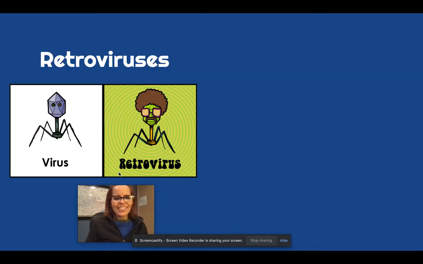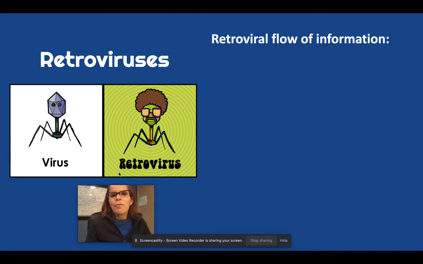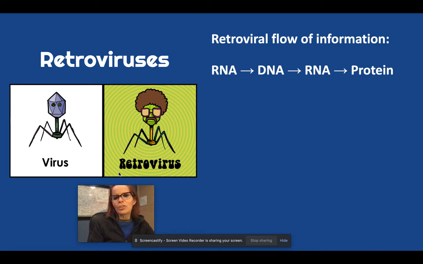It's about retroviruses. I thought this diagram was funny. It made me laugh. So retroviruses are called retroviruses because they have a funny flow of information. And I want you to look at this for a moment and think about what's wrong with what you see here.